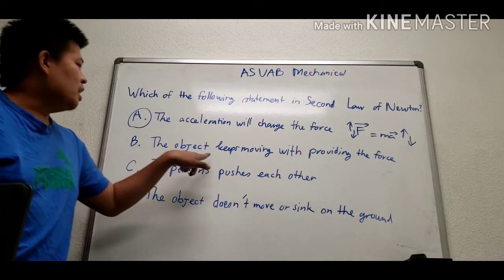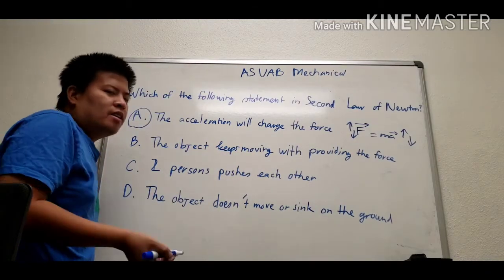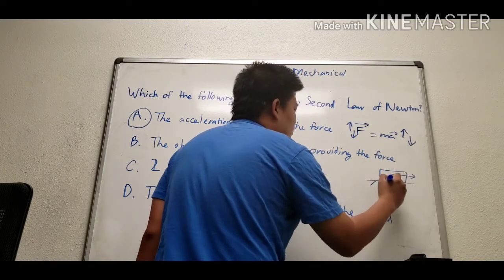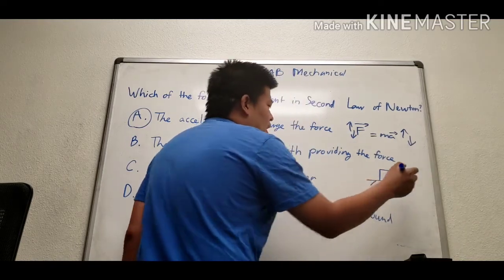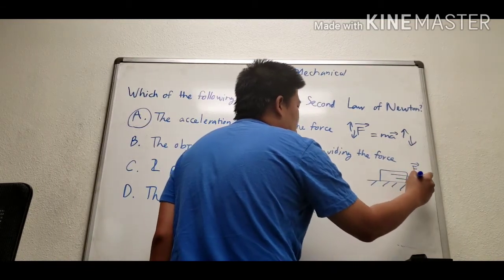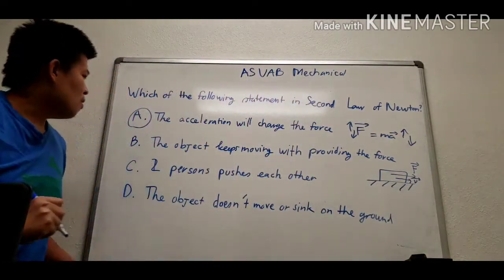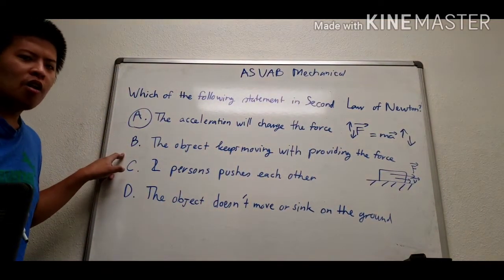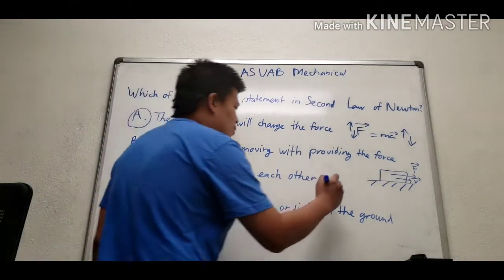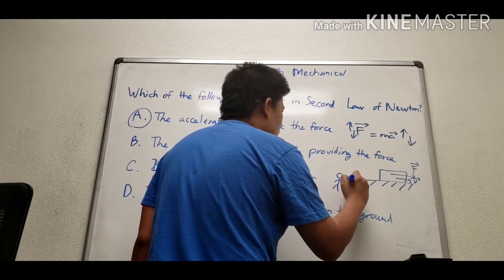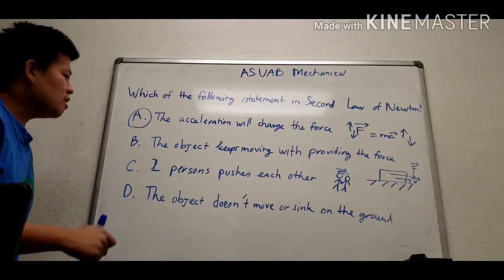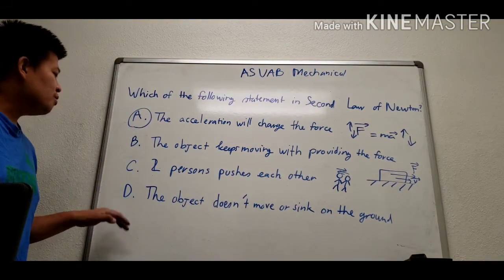The object keeps moving without providing a force. So we have the object on the ground, and we apply a force on the object so that it will move at constant velocity. So this is for Newton's first law. Two persons push each other. We have two persons, they push on the opposite sides. That's about Newton's third law.